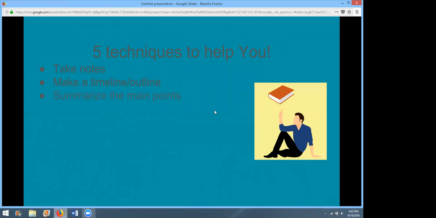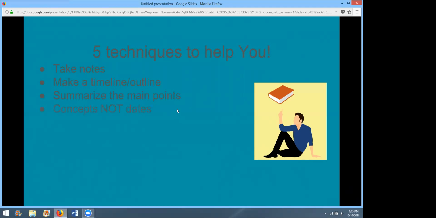Also, summarize the main points. Don't try to memorize every little detail. History is not about memorizing every little detail. A lot of times the main points are what's going to be on the test or the quiz.